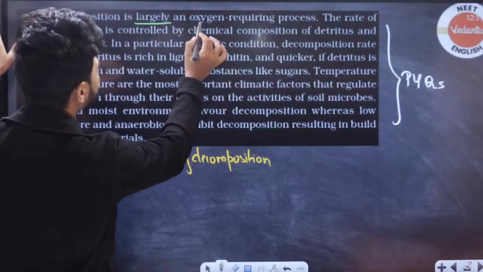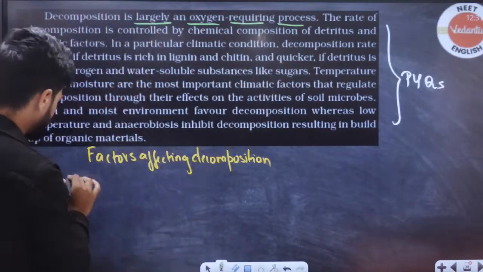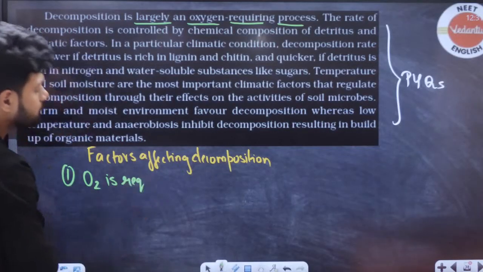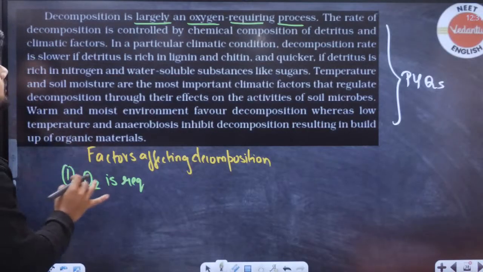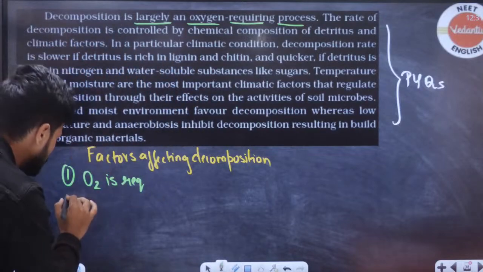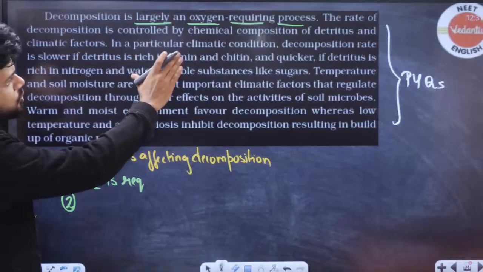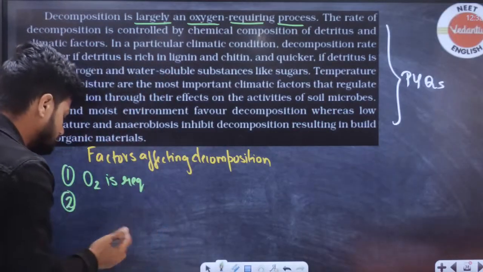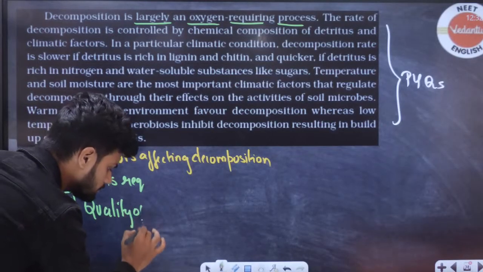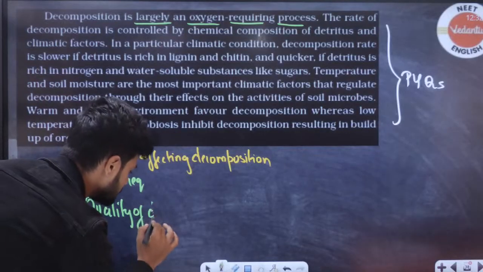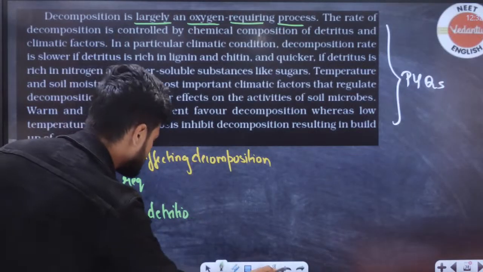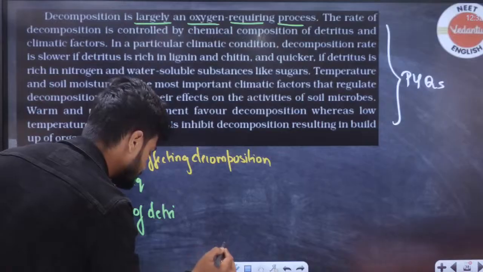Decomposition is largely an oxygen-required process. So the first step is that O2 is required. The rate of decomposition is controlled by the chemical composition of detritus and climatic factors. So the second thing is the chemical composition of detritus. Simply, I can say the quality of detritus matters. Quality of detritus matters.